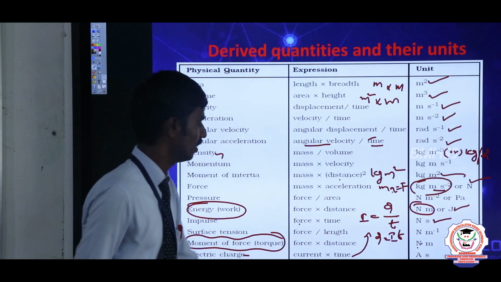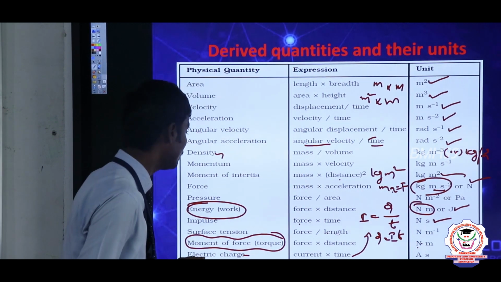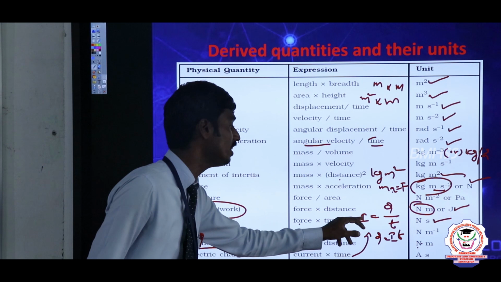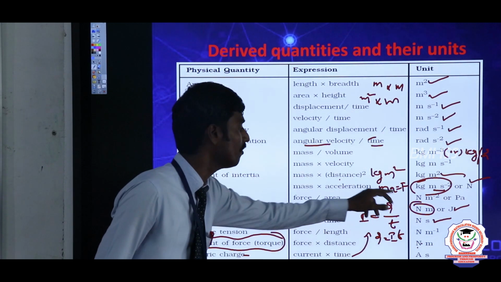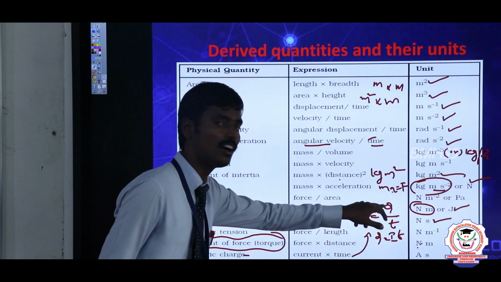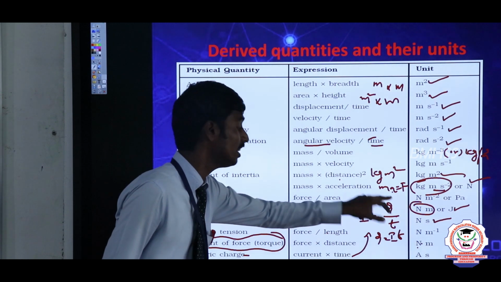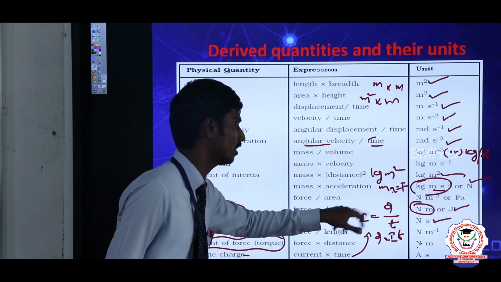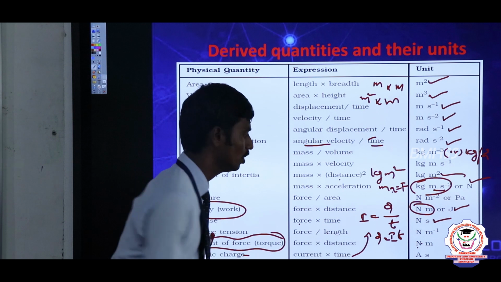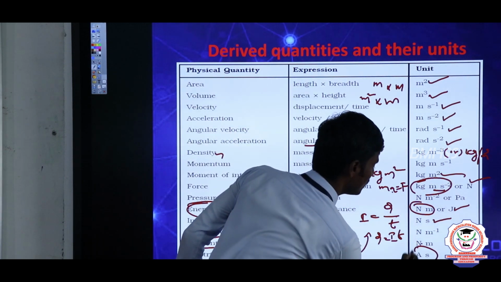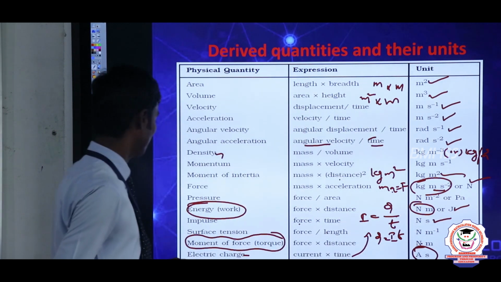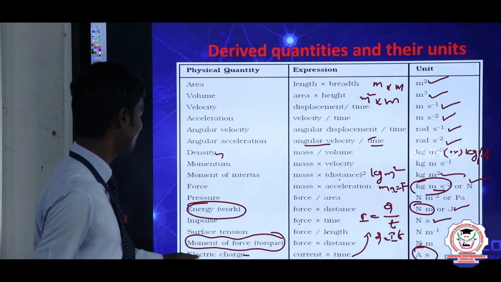Are you understood? We need electric charge only, but we know the formula, current I equal to Q by T. What is the SI unit for charge? We need charge only, so current ampere into time. So here, ampere seconds is the unit of electric charge.